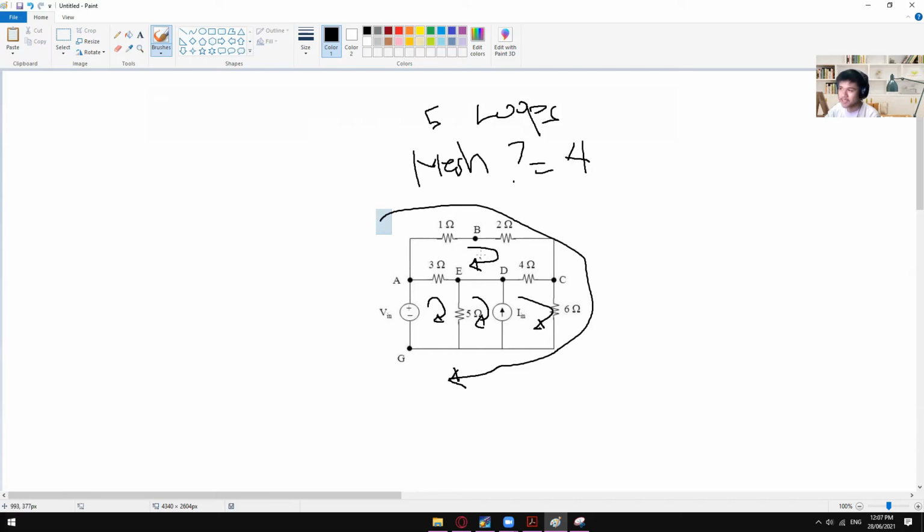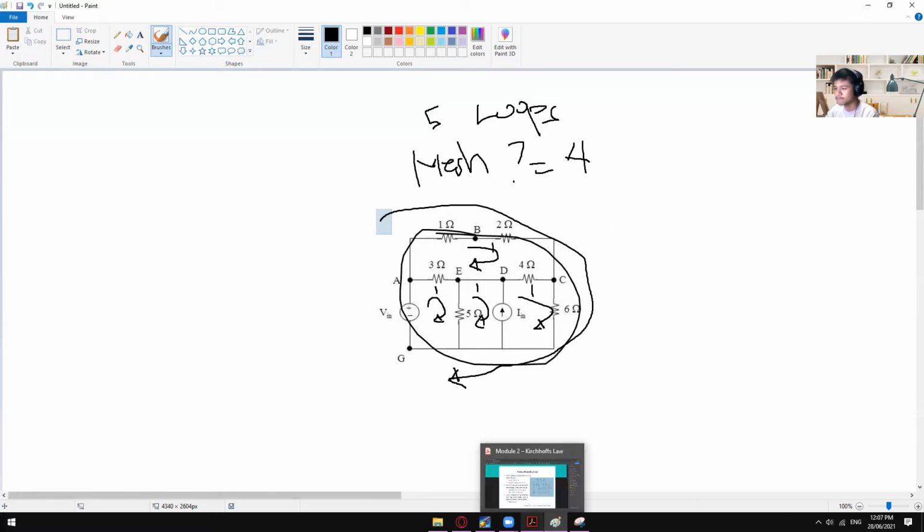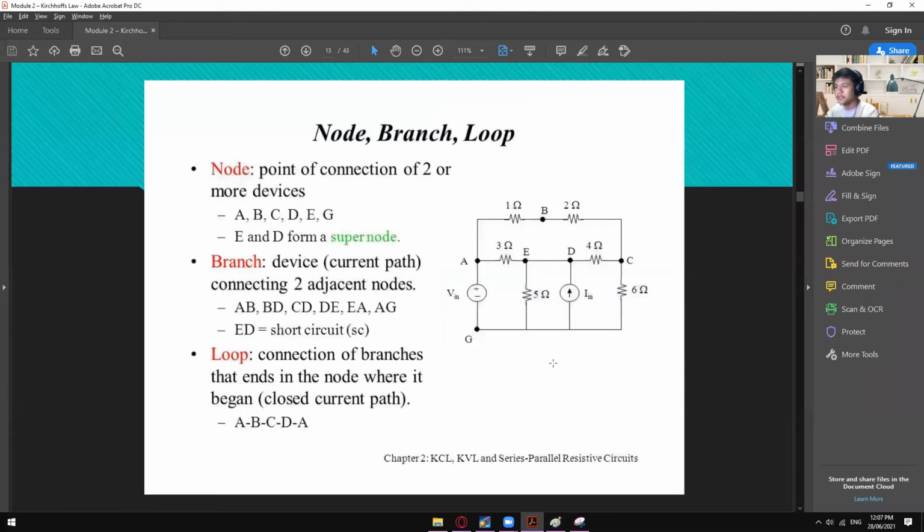It is very obvious. As long as it doesn't have a path inside it, another closed loop path, then that is already a mesh. So this is one mesh, another mesh, and then another mesh. All in all, we have four meshes. But this one, we cannot consider as a mesh because it contains those loops right here. Okay, so that's it for the definitions of branches and loops.